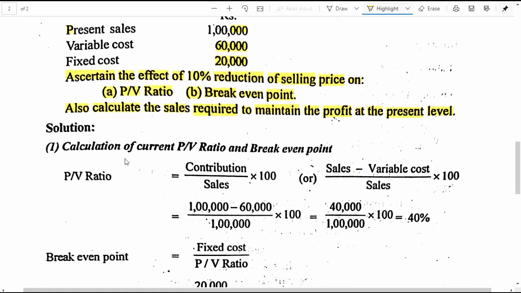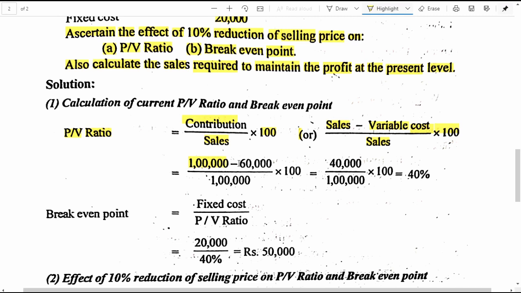Let us do the calculation of current PVR and break-even point. What is the formula for calculating PVR? Contribution divided by sales into 100. How to calculate contribution from the given data? From the sales, if you subtract variable cost, we can come to know the contribution. Therefore, sales minus variable cost divided by sales into 100. 1 lakh sales minus variable cost 60,000, the whole divided by 1 lakh sales into 100. That gives us 40% as profit volume ratio for the standard situation.